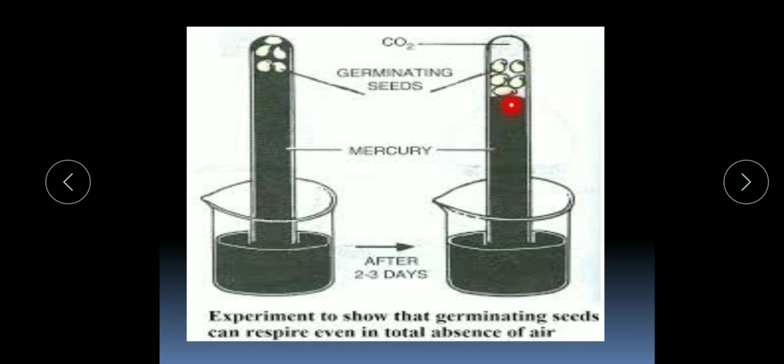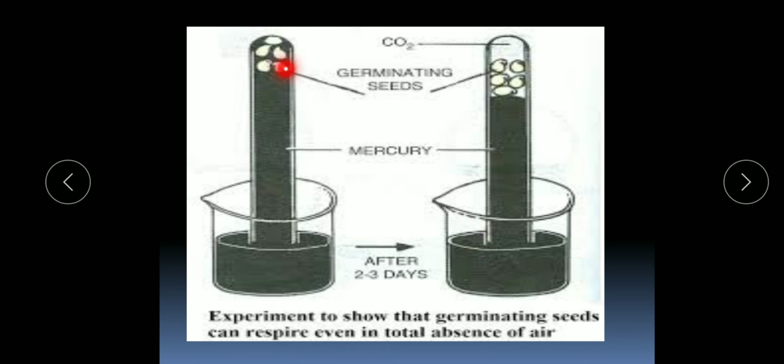And why has the level of mercury decreased? Because these germinating seeds are performing which type of respiration? That is anaerobic respiration. As a result of anaerobic respiration, carbon dioxide is produced, and this carbon dioxide will create a pressure which will decrease the level of mercury in the test tube, whereas there will be an increase in the level of mercury in the beaker.